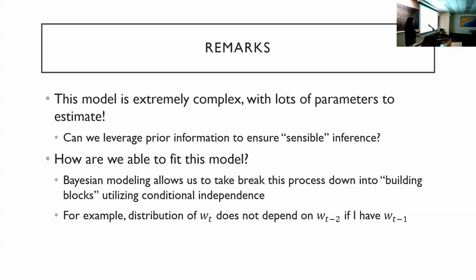And so I have these pictures. How do we fit this model? I'm a Bayesian, so Bayesian modeling actually allows us to take this really complex process and break it down into little building block pieces. So the abundance at time t, if I know the previous time point, I don't care about all the other time points, essentially. So this is saying there's conditional independence going on. But as a Bayesian, this model is terrible to fit and to code up, but it could be a lot worse.